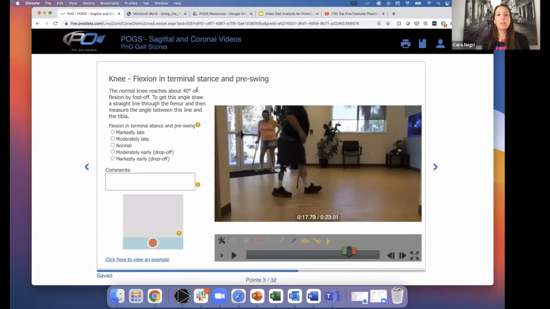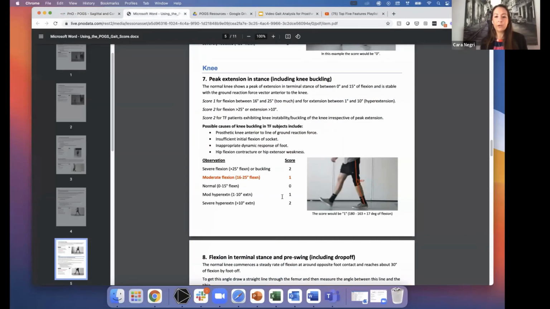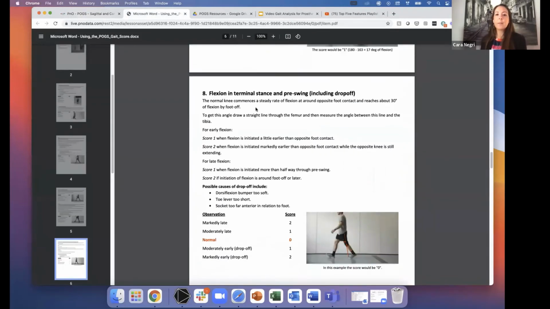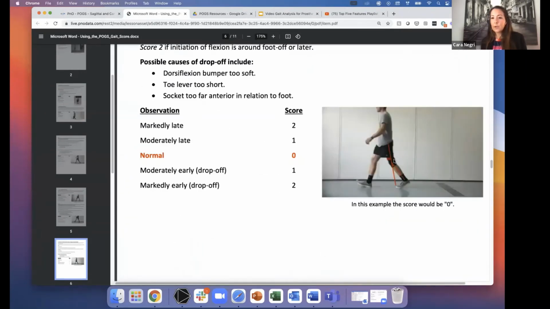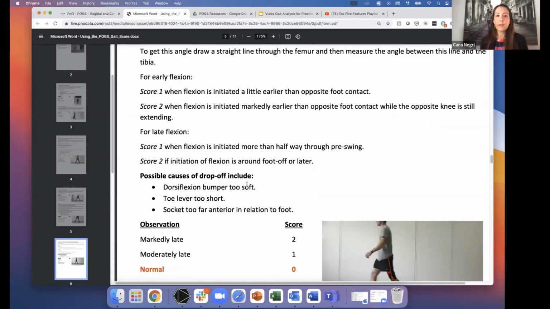Okay, so flexion in terminal stance and pre-swing. Now we are looking for the normal knee to commence a steady rate of flexion around opposite foot contact and reach about 30 degrees of flexion by foot off. So we're going to draw a straight line through the femur and then measure the angle between this line and the tibia. Actually, let me make this bigger for you guys. I didn't realize that I could have done that. So we're looking at our knee flexion here. We want to extend the femur and then measure between that line and the tibia. That's how we're going to use this angle.